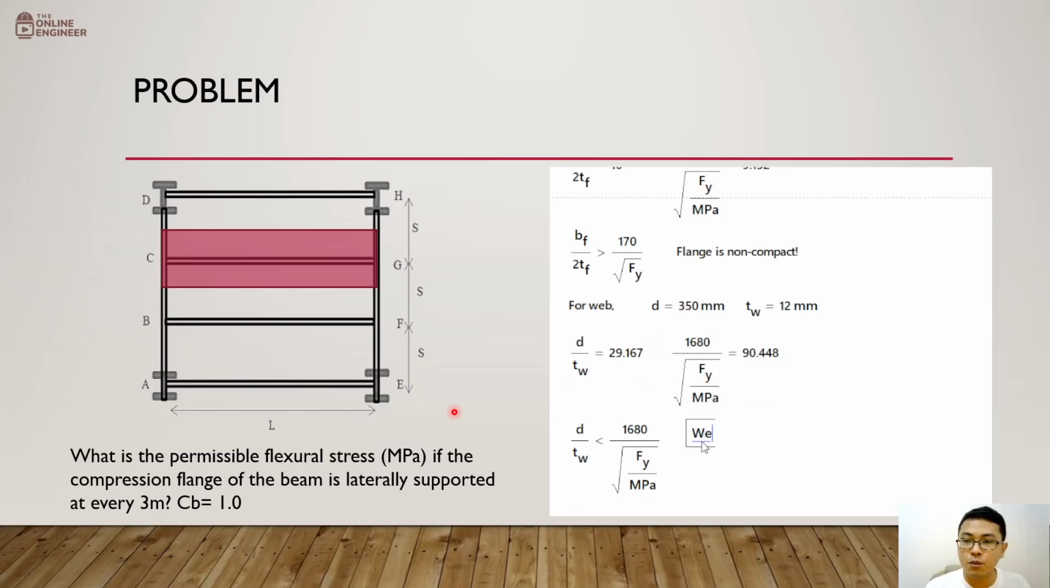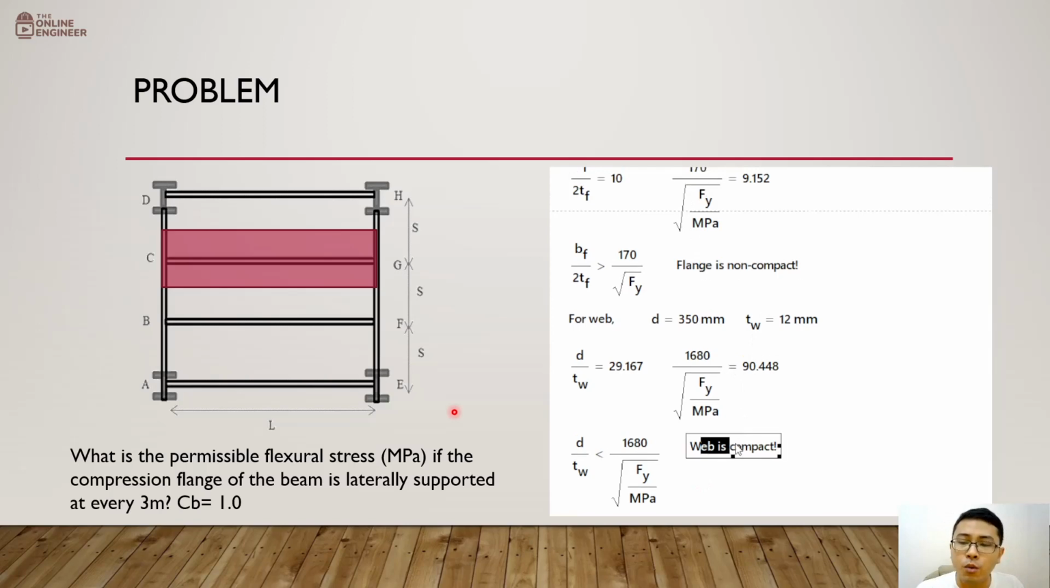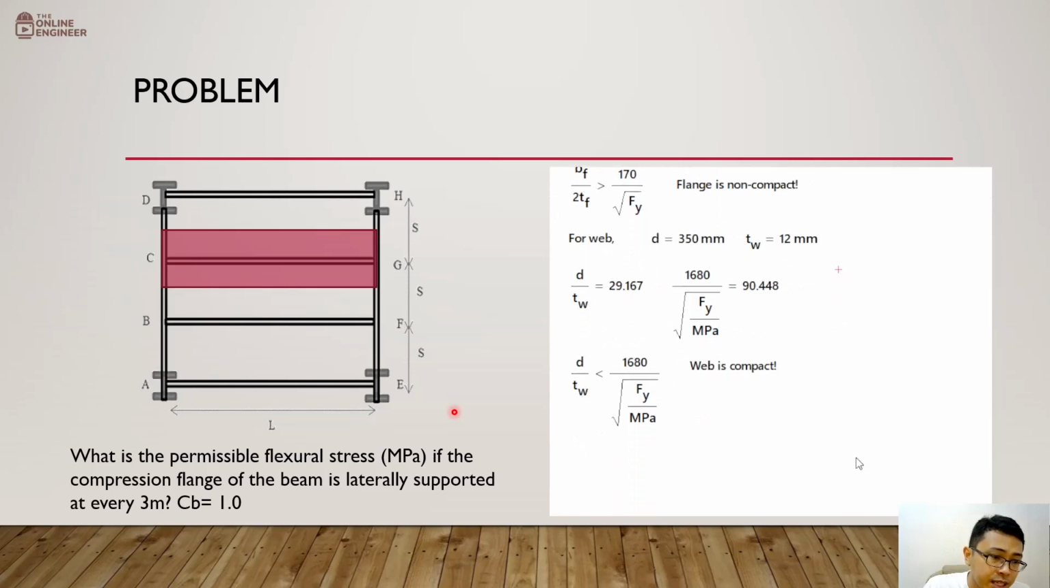All right, so what happens if our limit is less than the limit for compact? Well, we can say that the web is compact. All right. So we have these two classifications. Flange is non-compact, web is compact. Well, as long as one of these would cause the section to be classified as non-compact, then the section could generally be classified as non-compact. Okay? So in this case, our flange is non-compact, so we can now analyze or consider the section as a non-compact section.